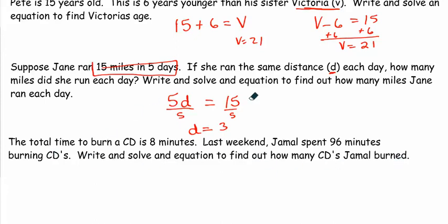So it took him 96 minutes, and it took him 8 minutes per CD. What I don't know is how many CDs he burned. So let's just make that be our variable. It was 8 minutes per CD. So 8 minutes times the CDs would have to give me a total of 96 minutes. So to solve this, I'm going to divide by 8. So X would have to equal 12, that means there were 12 CDs that he burned.